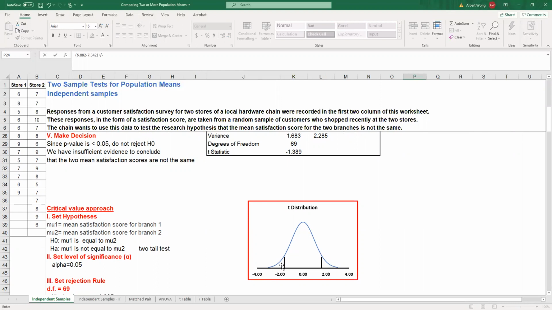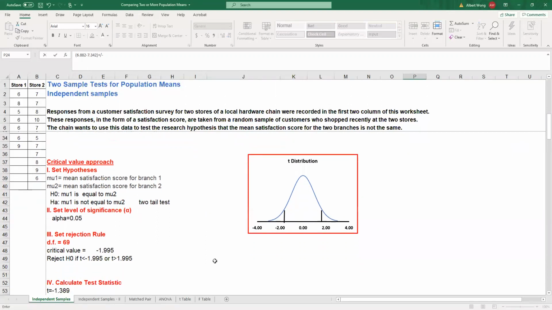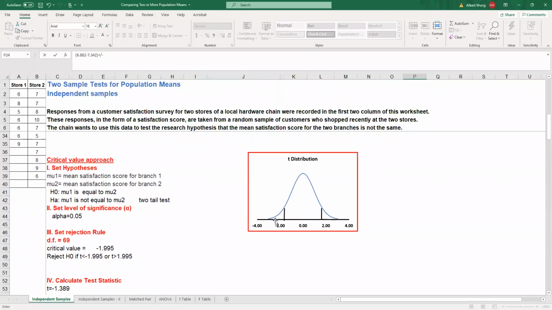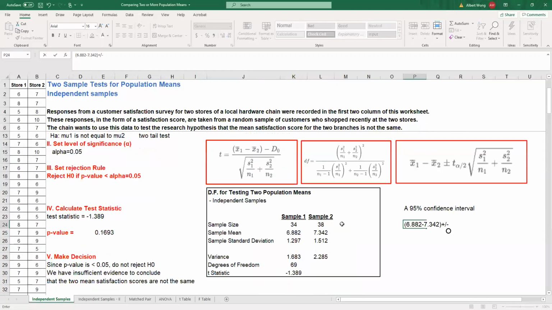2.5% is actually the same value that we got before. So this corresponds to the tail area equal to 2.5%, so the t value that we're using here is 1.995, times the square root of, and don't forget this is the sample variance divided by n1, plus the sample variance divided by n2.